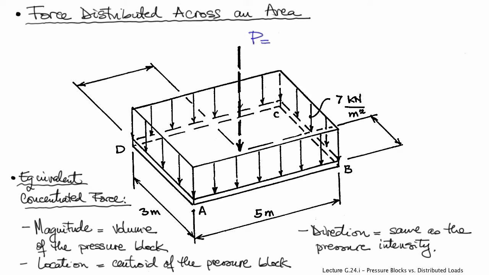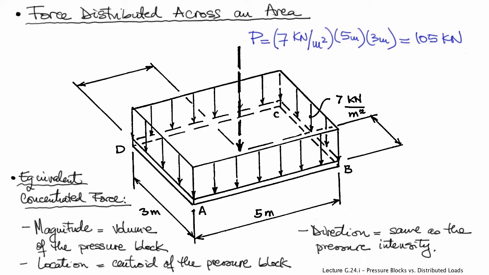Knowing these principles, we can determine the magnitude of P as equal to 7 kilonewtons per meter squared times 5 meters and times 3 meters, the dimensions of the area. That amounts to a total of 105 kilonewtons.